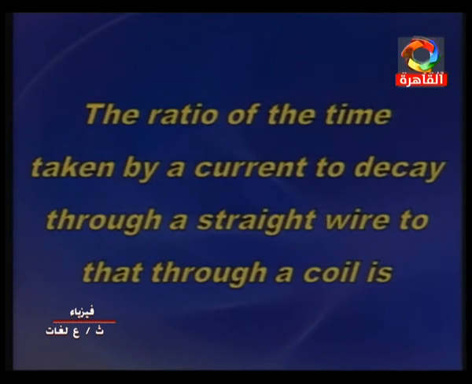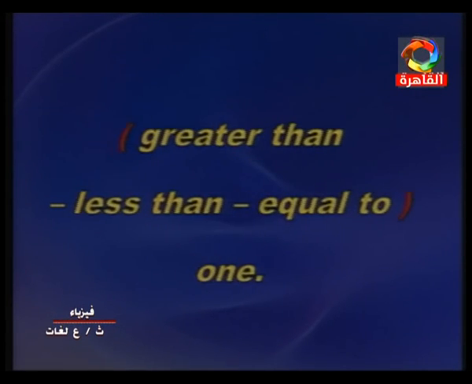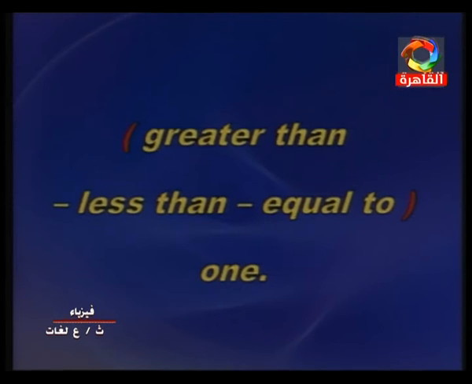The ratio of the time taken by a current to decay through a straight wire to that through a coil is: greater than, less than, equal to 1? In a straight wire, it vanishes quickly, so it is less than 1.